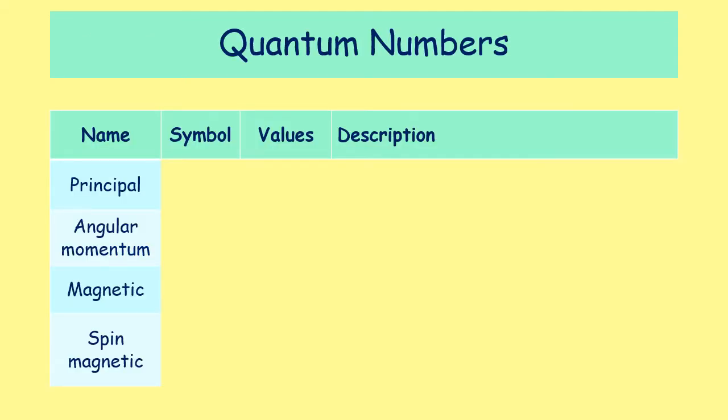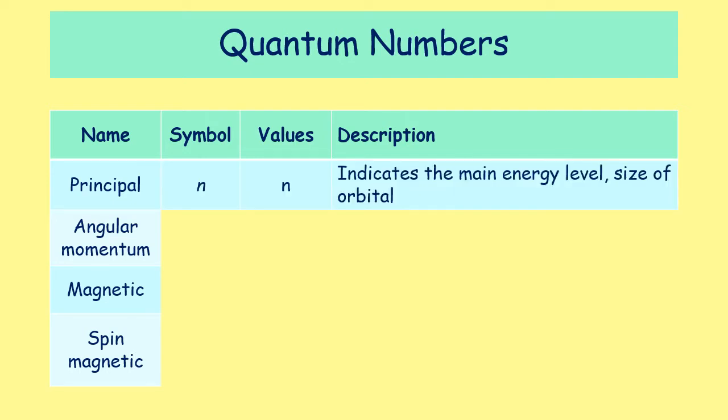So this is our guide to quantum numbers. I will have a slide on each type of quantum number after, so this is just going to be our introduction. The first quantum number we've got is our principal quantum number, and the symbol we use for the principal quantum number is n. The values of n are just whole numbers starting at 1.